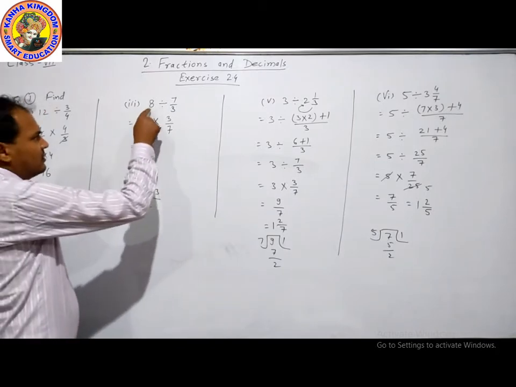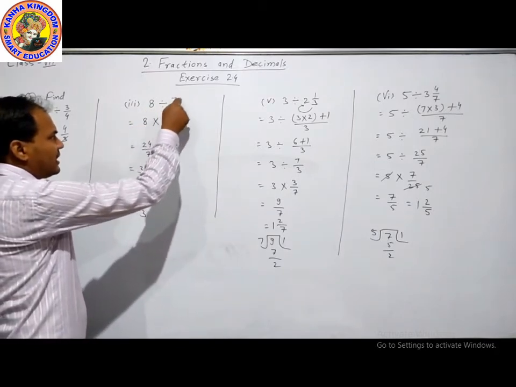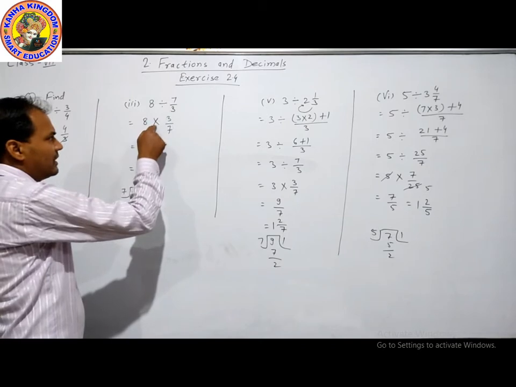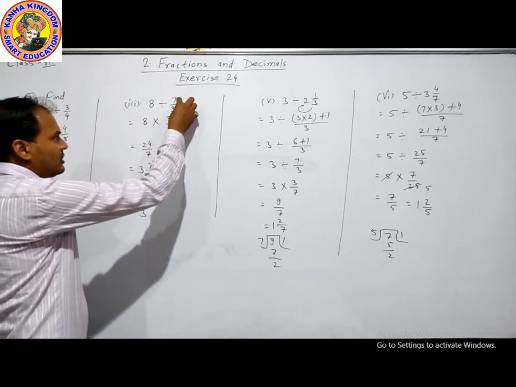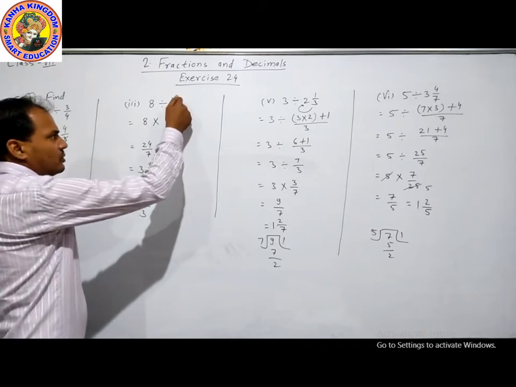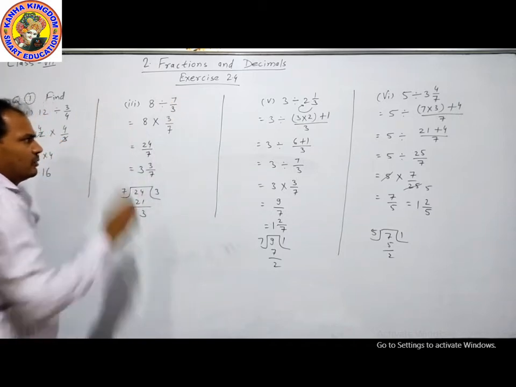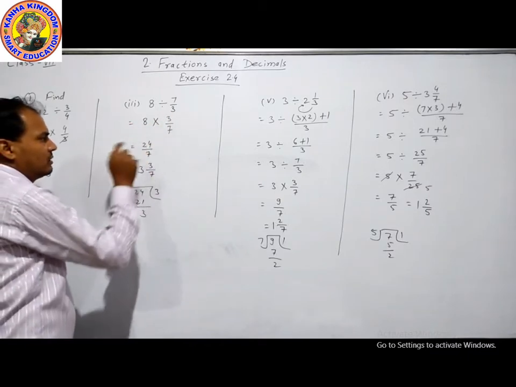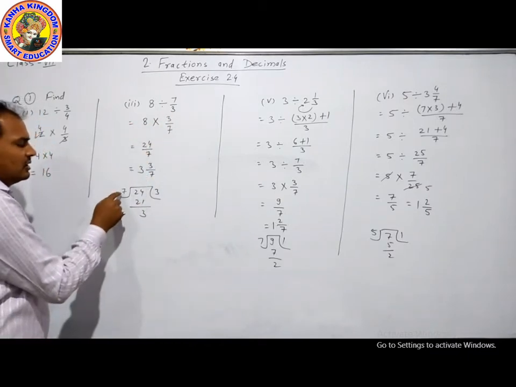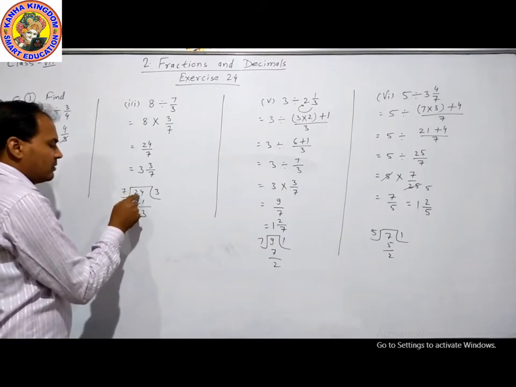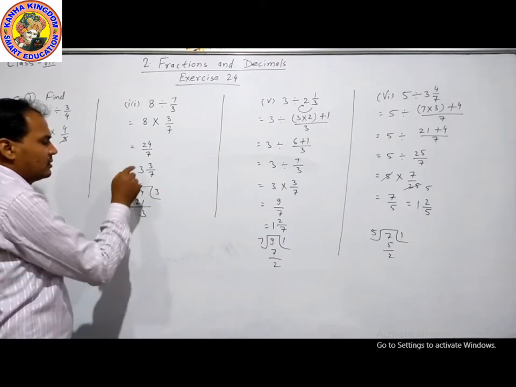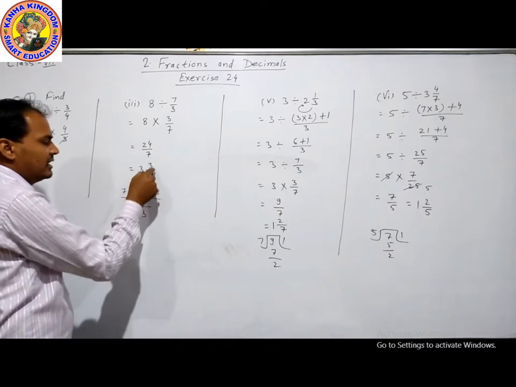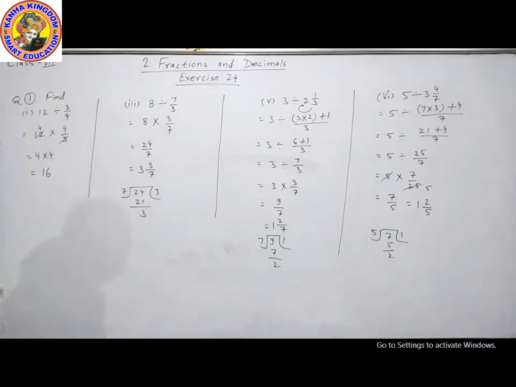In the next question, 8 divided by 7 by 3, divide will change into multiply, and the digit will change into 3 by 7. 3 moves to the numerator, 7 moves to the denominator. 8 into 3 is 24, 24 by 7. When we divide 24 by 7, 3 times 21, remainder is 3. So 3 times complete division, remainder is 3, divisor is 7.